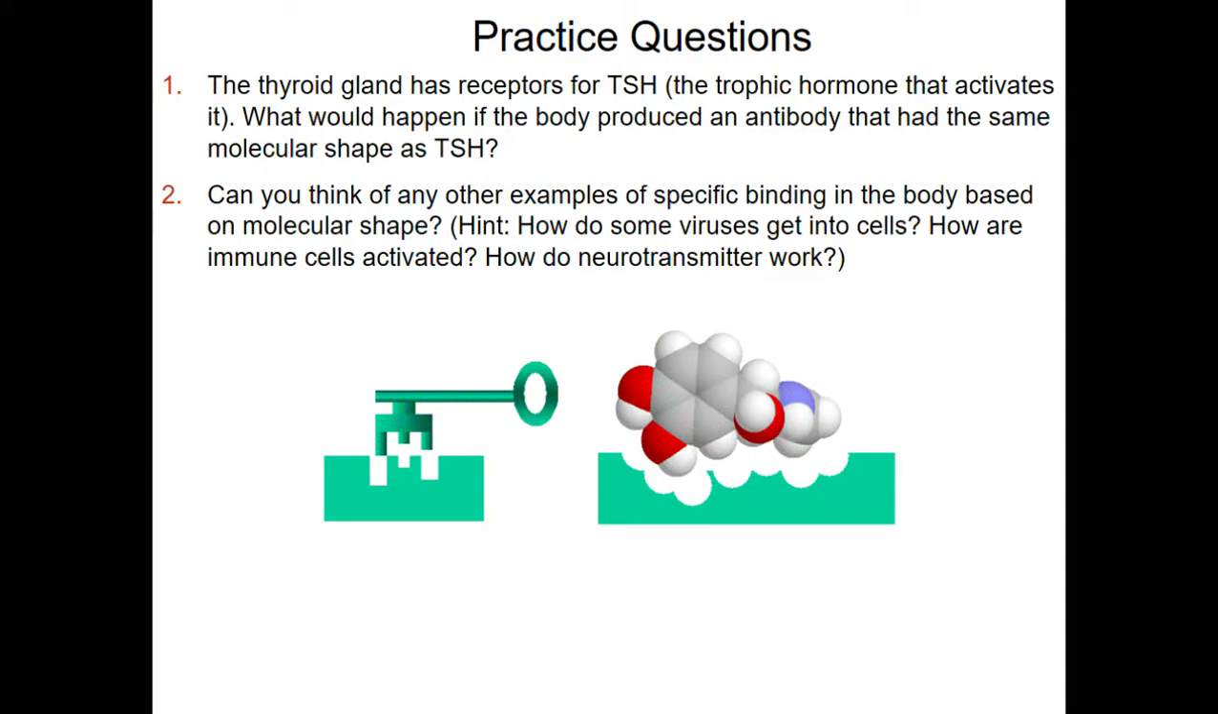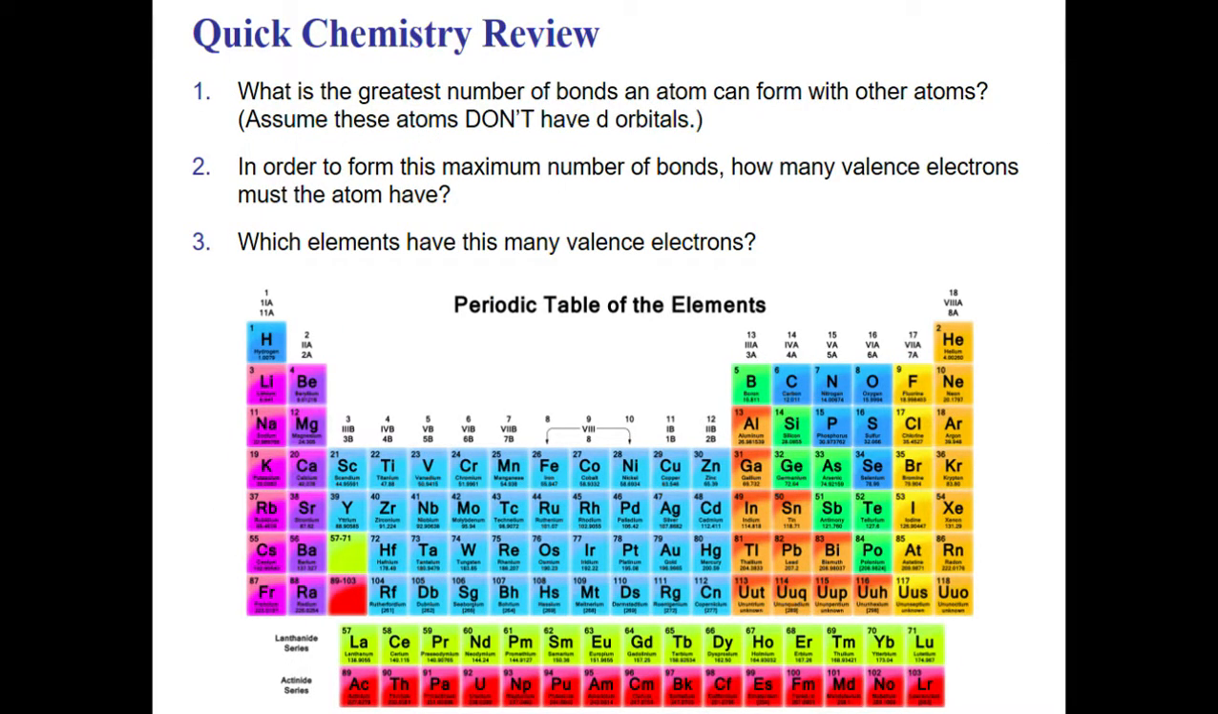We will go ahead and review this in class. Now let's do a quick chemistry review in the middle. So my question is, what is the greatest number of bonds an atom can form with other atoms? And assume that these do not have d orbitals. And in order to form the maximum number of bonds, how many valence electrons must the atom have? And number 3, which elements have this many valence electrons?